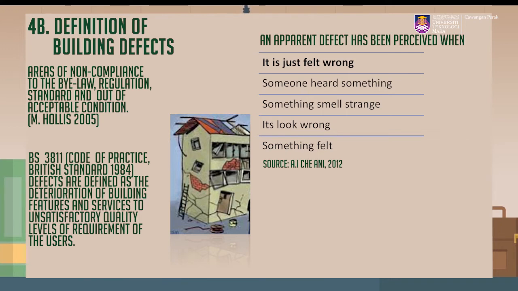According to Adi Ifanchiani 2012, a building defect is an apparent defect that has been perceived when it just felt wrong. Someone heard something, something smells strange, it looked wrong, something felt wrong.